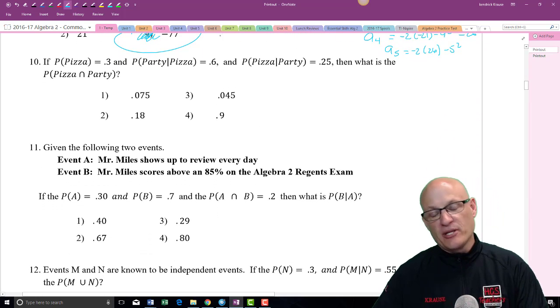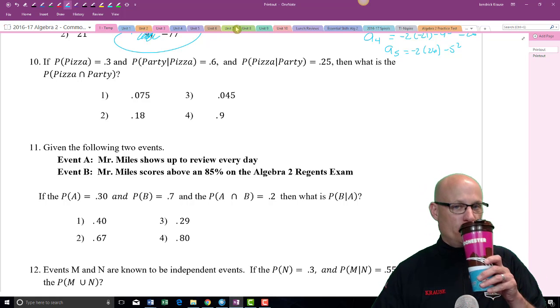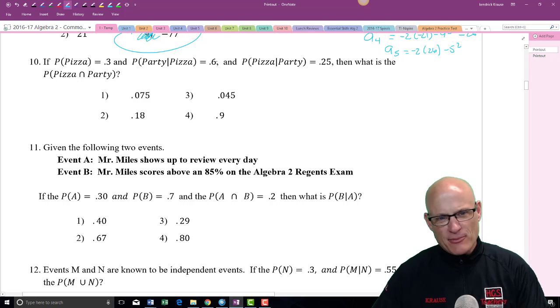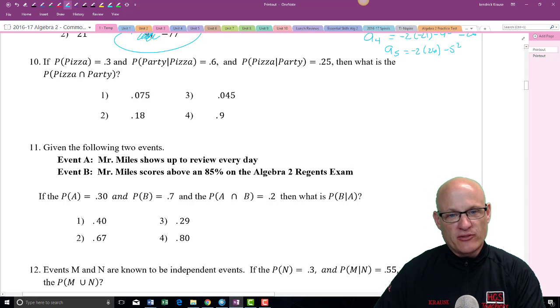The probability of pizza is 0.3. Oh, pizza. The probability of party given pizza is 0.6. The probability of pizza given a party is 0.25. Then what is the probability of pizza and party?